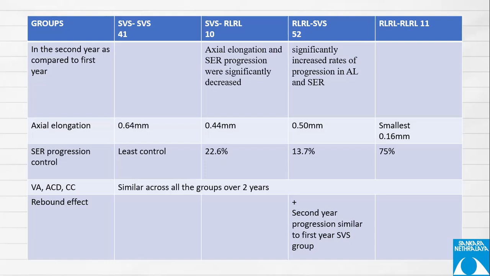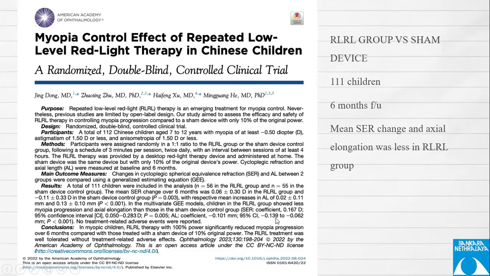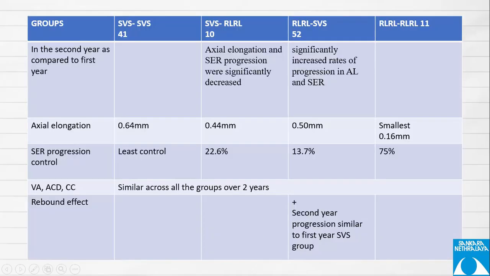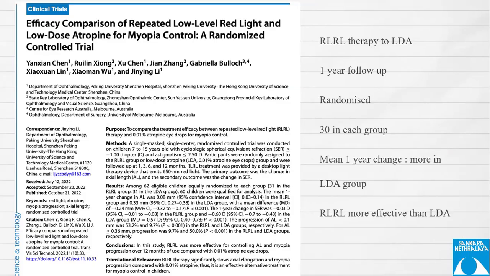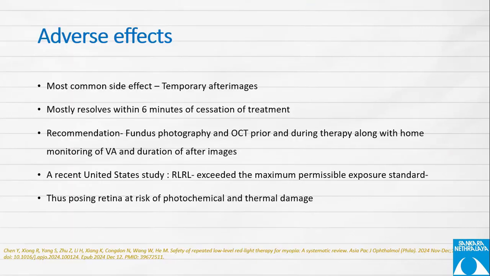As we can see in the tabulation, I'll just tell the key salient points: the highest progression control was seen in the group which was on red light therapy for the 2 years, and the rebound effect was noted in the group which switched to single vision in the second year. Efficacy comparison was also done with low dose atropine, where they found red light therapy to be more effective than low dose atropine. But the most common side effect with this therapy was temporary after images, which mostly resolve within 6 minutes of cessation of the treatment.